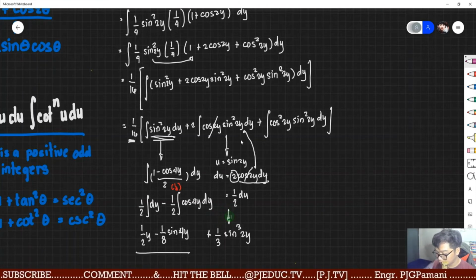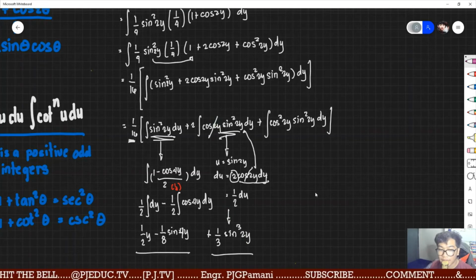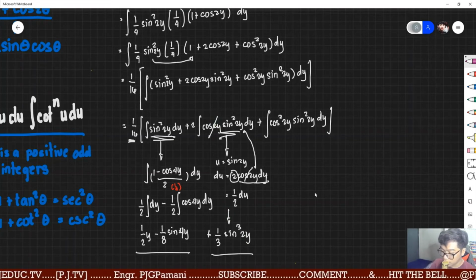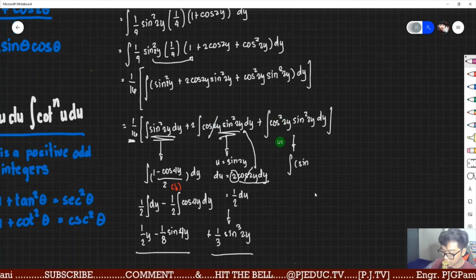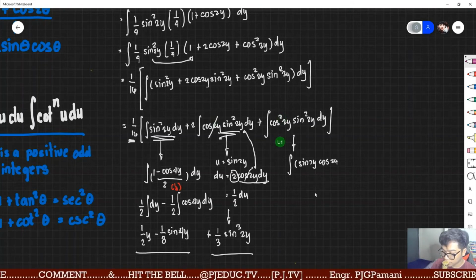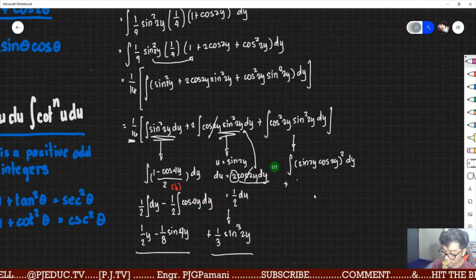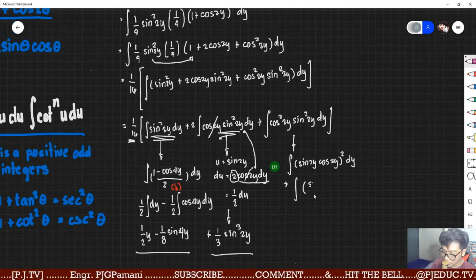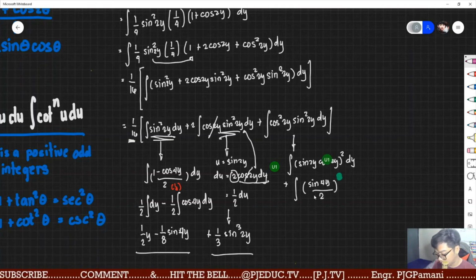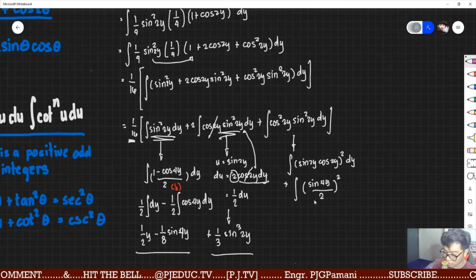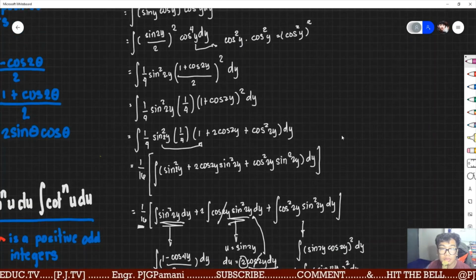So, ito na yung sa second term. How about the last one? The last one can also be represented as sine 2y cosine 2y squared dy, right? And can also be represented as sine 4y over 2 squared dy. Diba? Naalala ito?